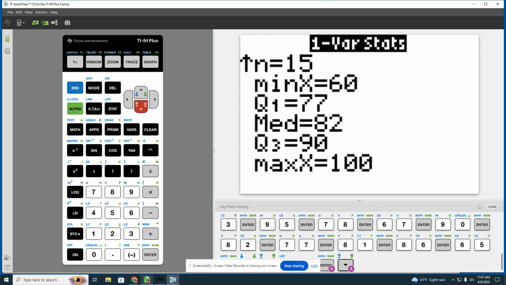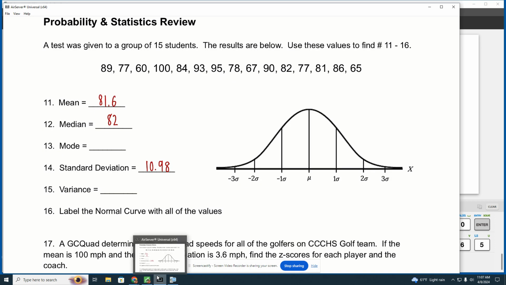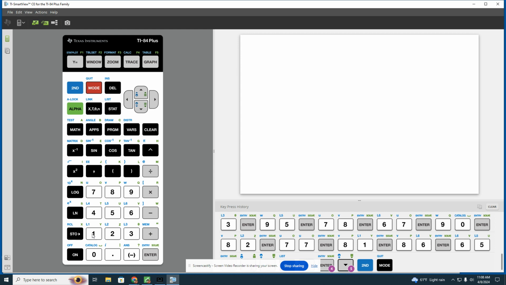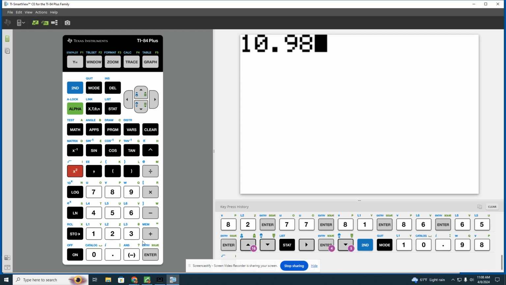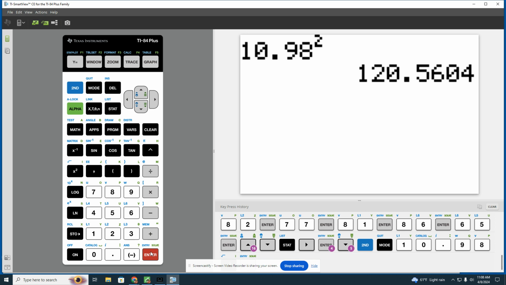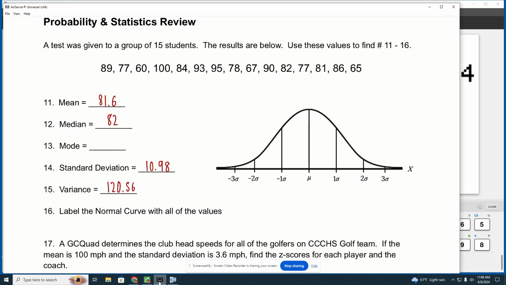Now, just a second ago, I told you you could find 4 of these with your calculator. Did I lie? I only see 3. Exactly. To find variance, is everybody hearing me? To find variance, we simply square standard deviation. So still with my calculator, 10.98 squared is 120.56. So I did find 4 of these with my graphing calculator. What's the one value I can't find with my graphing calculator? That's the one I can't find.